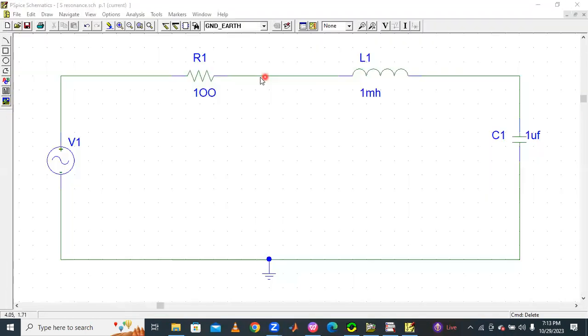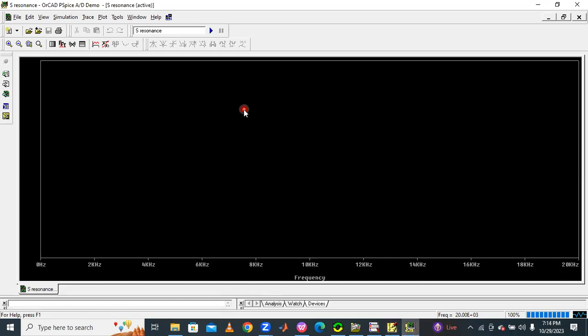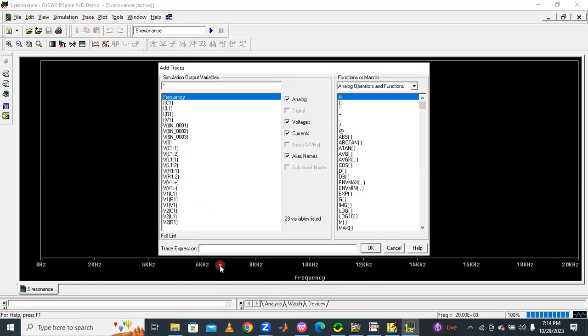Similarly, XC versus F. Again simulate, and an empty window will be generated. Open it, go to trace, add trace. The x-axis is frequency, but the y-axis is XC is equal to 1 by 2 pi fC. XL is equal to omega L for inductive reactance, XC is equal to 1 by 2 pi fC. So write this expression with brackets.